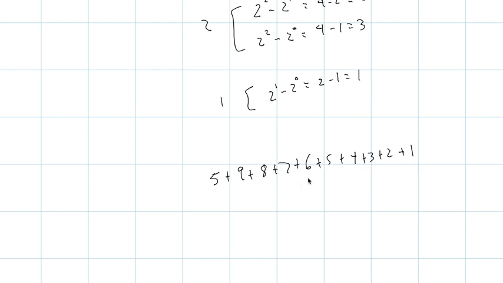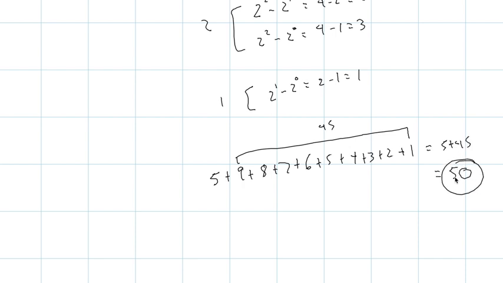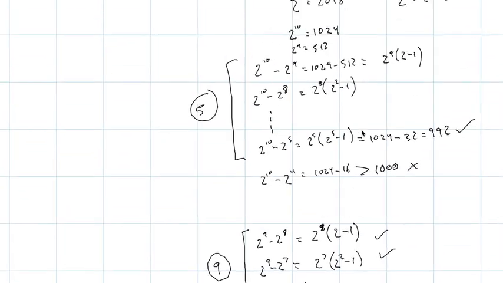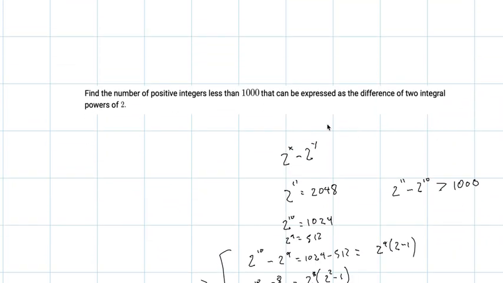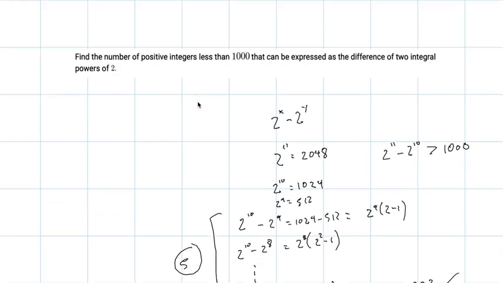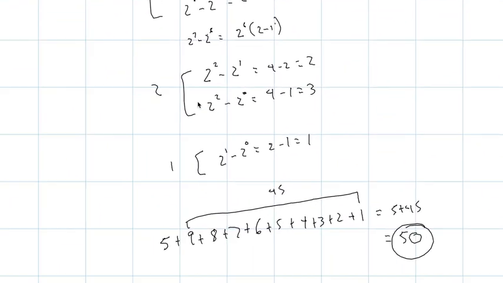So 5 plus 9 plus 8 plus 7 all the way down to 1. And this sums to 45. 5 plus 45 is 50. And that is our answer. There are 50 positive integers less than 1,000 that can be expressed as the difference of two integral powers of 2.